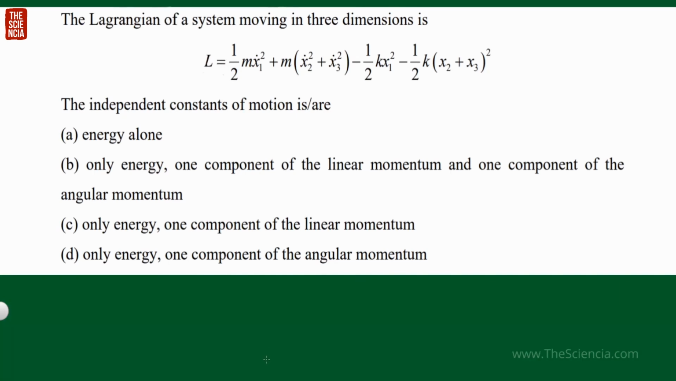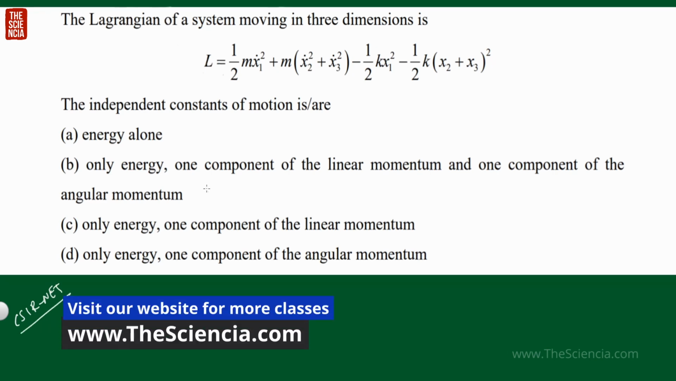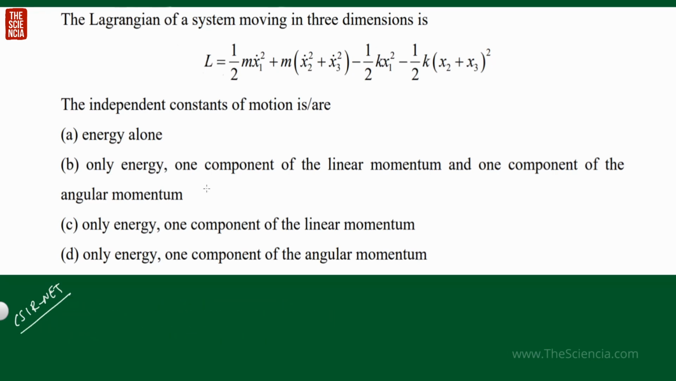This one is a previous CSIR NET problem. See, this is a lengthier question, so when reading this question, please remember the important points. Here, in this question, the Lagrangian of a system moving in 3 dimensions. This is an important point. And the Lagrangian is given. And then the independent constants of motion are: one is energy, another is linear momentum, another is angular momentum. So these are the main points in the question.